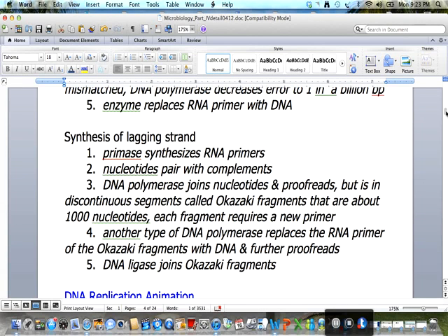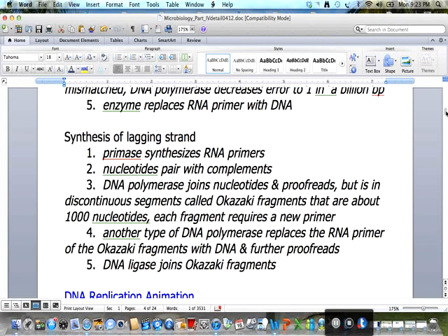In synthesizing the lagging strand, primase will also synthesize the RNA primers. The nucleotides will also pair with the complements. DNA polymerase joins the nucleotides and proofreads. Because there must be a 3' hydroxyl, these are synthesized in discontinuous segments known as Okazaki fragments. Each fragment is about 1,000 nucleotides and requires a new primer.